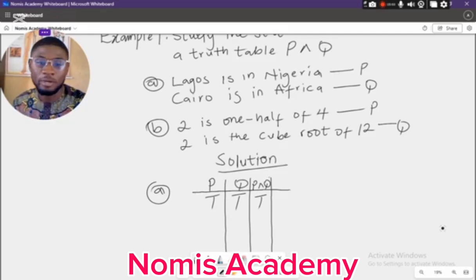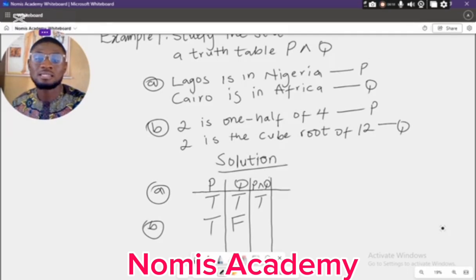Let's check the second one, using the same table. It says 2 is 1/2 of 4. That is true. Now, the second statement says 2 is the cube root of 3. That is false. Is 2 the cube root of 3? No, it is not. So when we add them together, 2 is 1/2 of 4 and 2 is the cube root of 3, we know that the conjunction is a false statement.